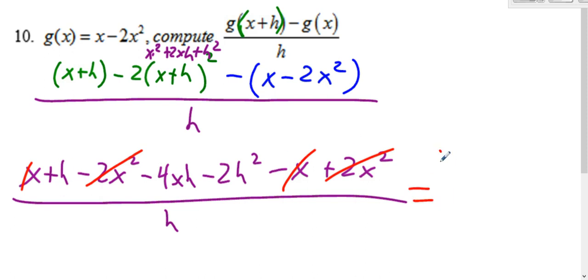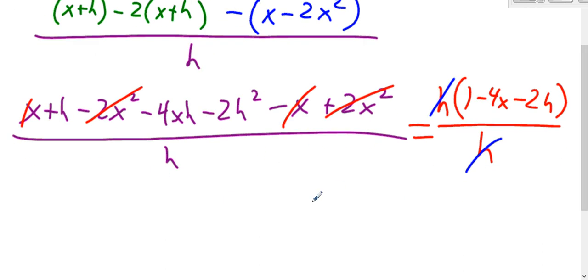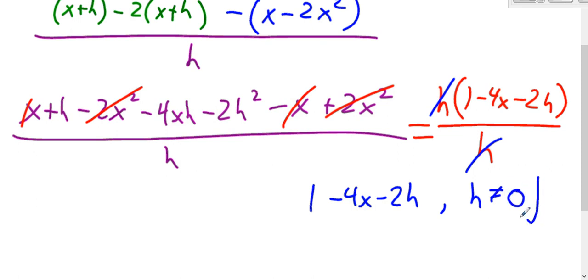From those remaining terms, we're going to factor out the h because they all have an h. So factor out an h, you get 1, you get minus 4x, and you get minus 2h. Remember, that's all over h. Since there's an h factored out with the h in the denominator, you can cancel them. So we're left with just 1 minus 4x minus 2h. But then since we had an h in the denominator, you can't have zeros in the denominator, so make sure you mention h is not allowed to be 0.